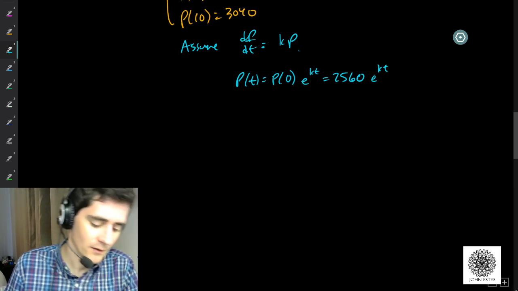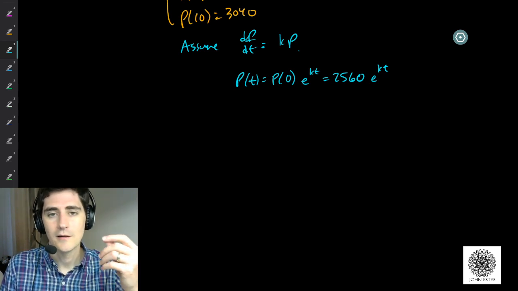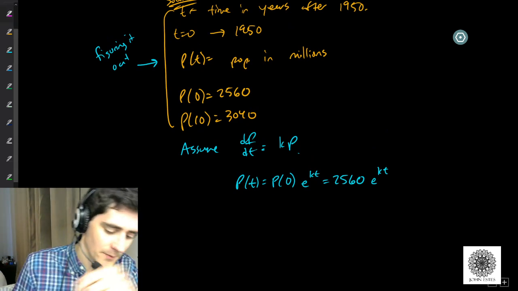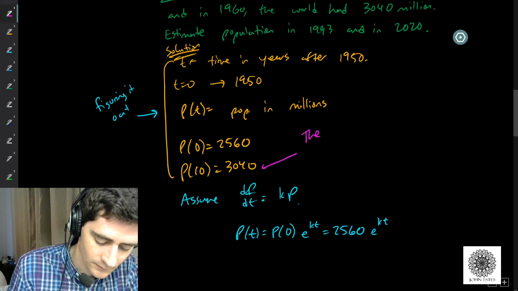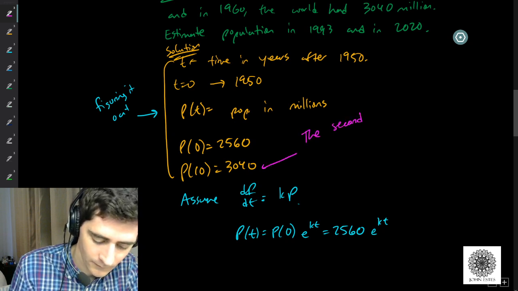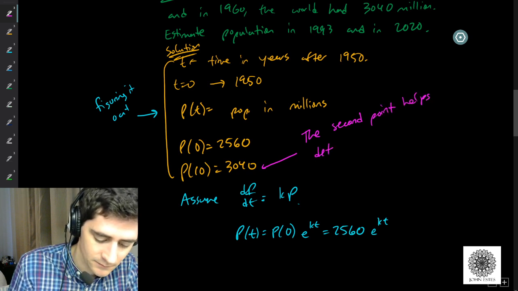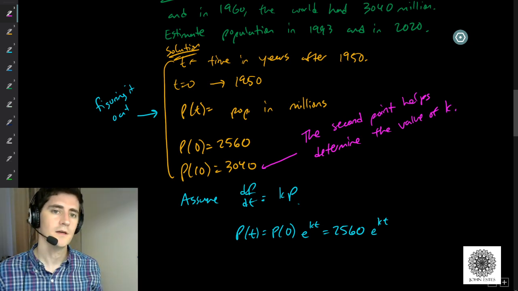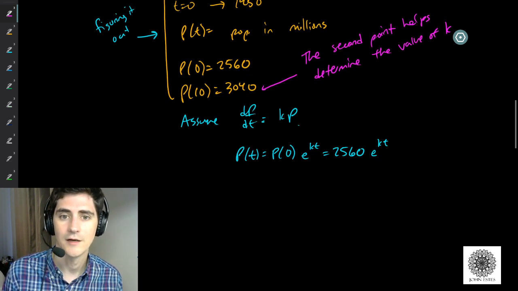All right, now we almost have my population model then. We just need to figure out the value of k. How can I do that? Well, that's why I have 2 points. Okay, so let me make a note here. It says the second point helps determine the value of k. Okay, so the second point that we have helps us figure out what the value of k needs to be in order to get this model correct.